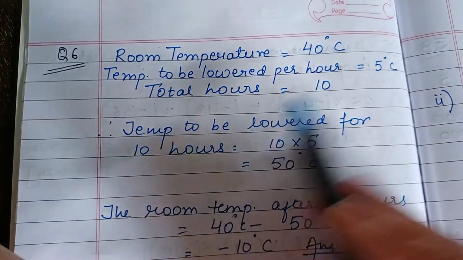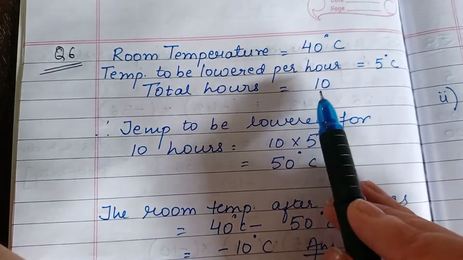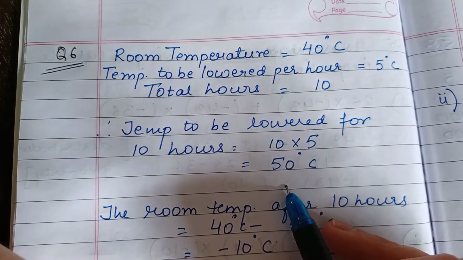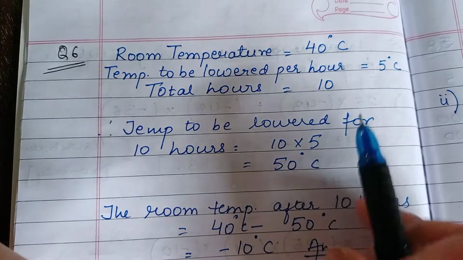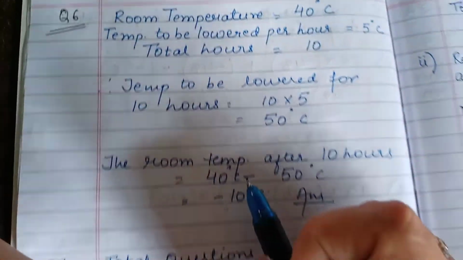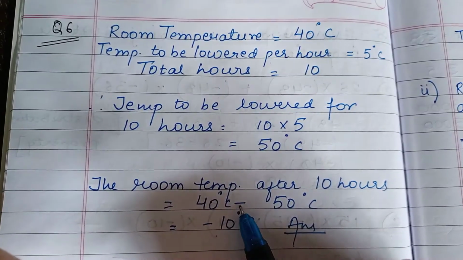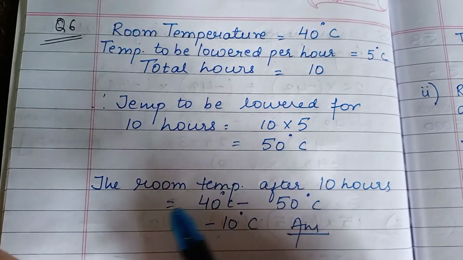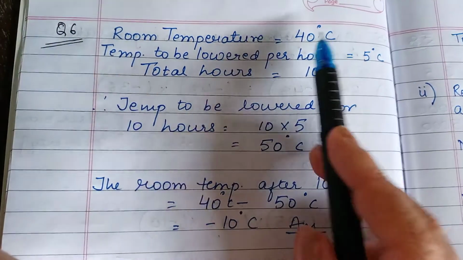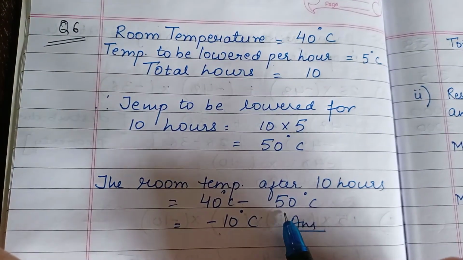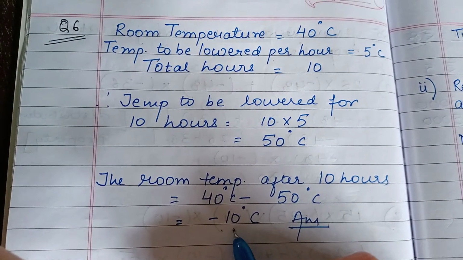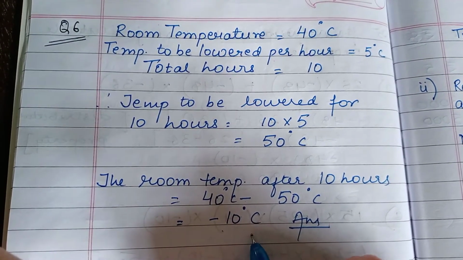For that, 1 hour is given and we need to find out for 10, so we will multiply and we will get 50 degrees centigrade. We need to lower this temperature by 50 degrees. Lower means decrease, and for decrease we need to do subtraction. So the temperature after 10 hours will be the present temperature minus the temperature to be lowered, which is 50. We will get the answer as minus 10 degrees centigrade.